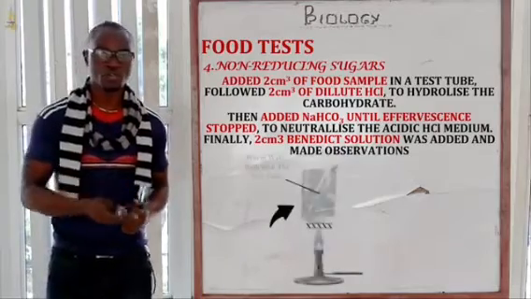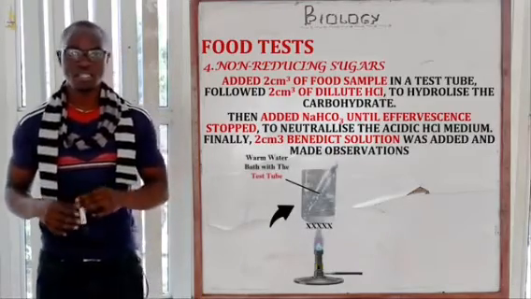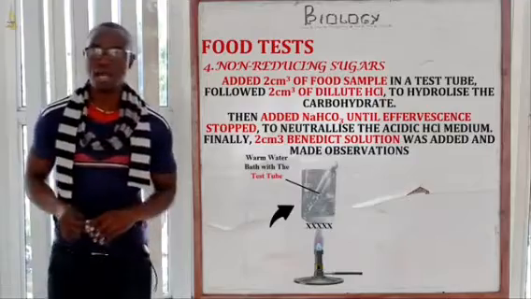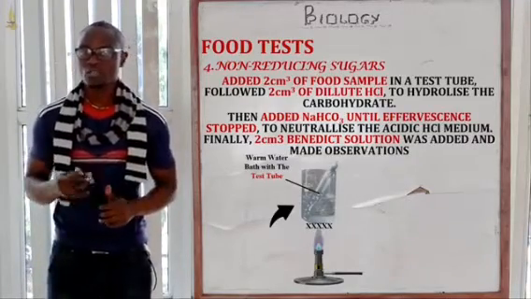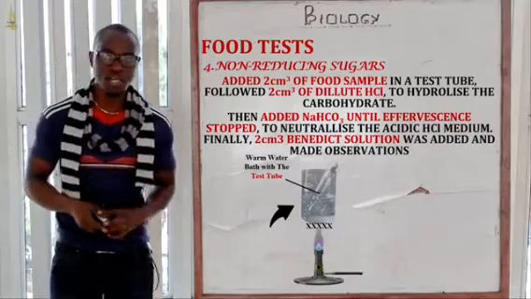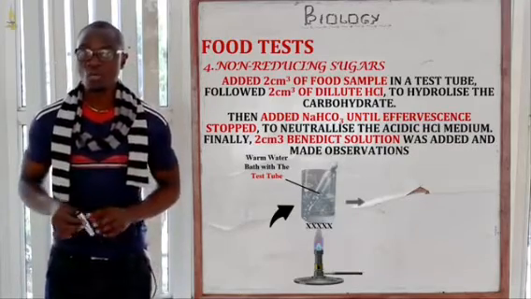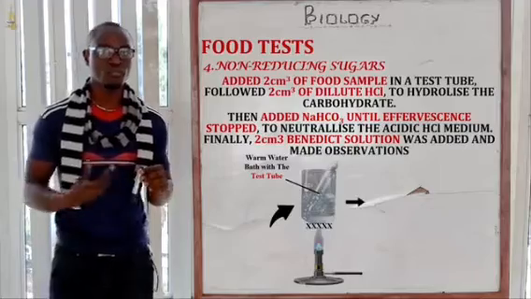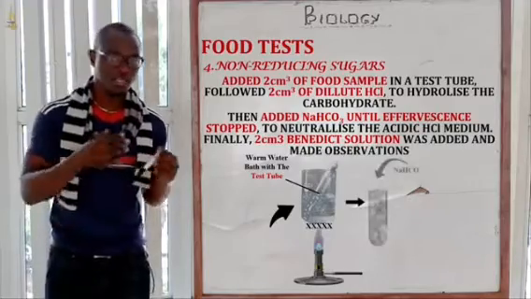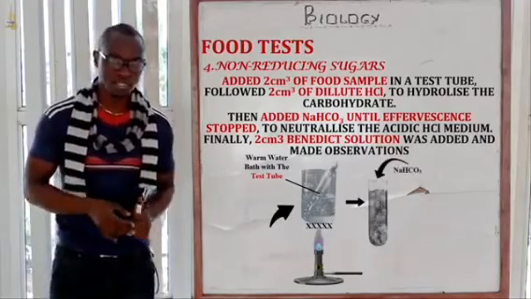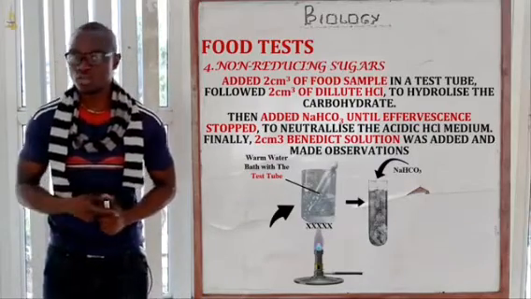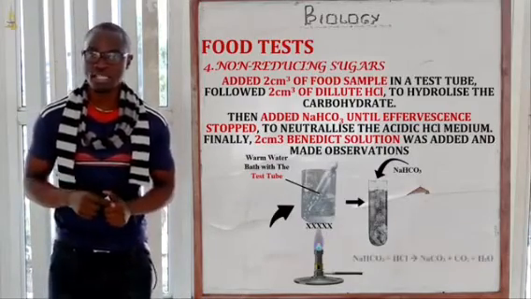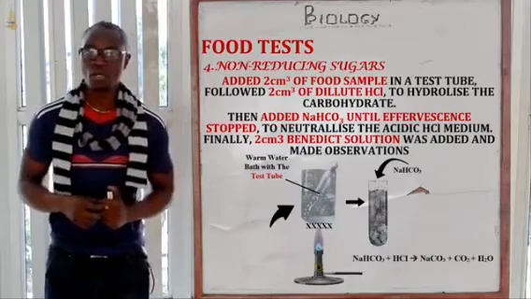After adding the hydrochloric acid, we take the test tube and place it again inside a warm water bath to accelerate the chemical reaction. After that, what is the next step? We extract the test tube from the warm water bath and then add 2 centimeters cubed of sodium hydrogen carbonate. When adding sodium hydrogen carbonate, you will notice that effervescence and fizzing will occur.